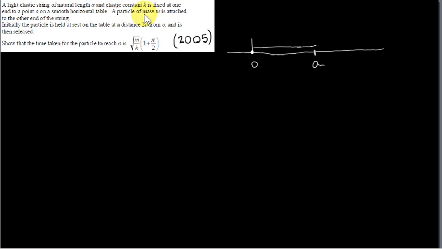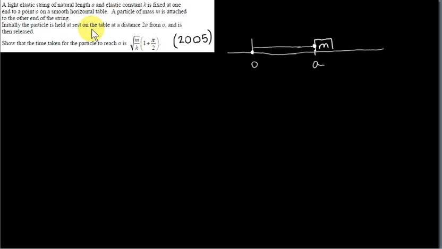A particle of mass m is attached to the other end of the string. So we have a particle attached here. We call it a particle because its dimensions are small compared to the length of the string. Ideally, it's a particle. We'll be looking at the motion of this end of the string, which we can take to be the same as the motion of the mass, because the mass is small.